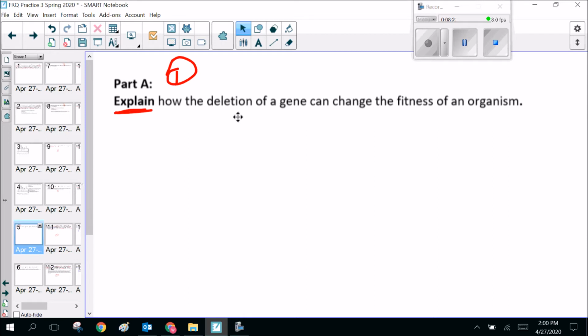It's going to say, explain how the deletion of a gene can change the fitness of an organism. Now I'll tell you that part A in each of these is going to require a little bit of content knowledge. For most of these FRQs, you can actually solve them without content knowledge. Part A will be a little content primer to be like, hey, do you remember this from your studies?